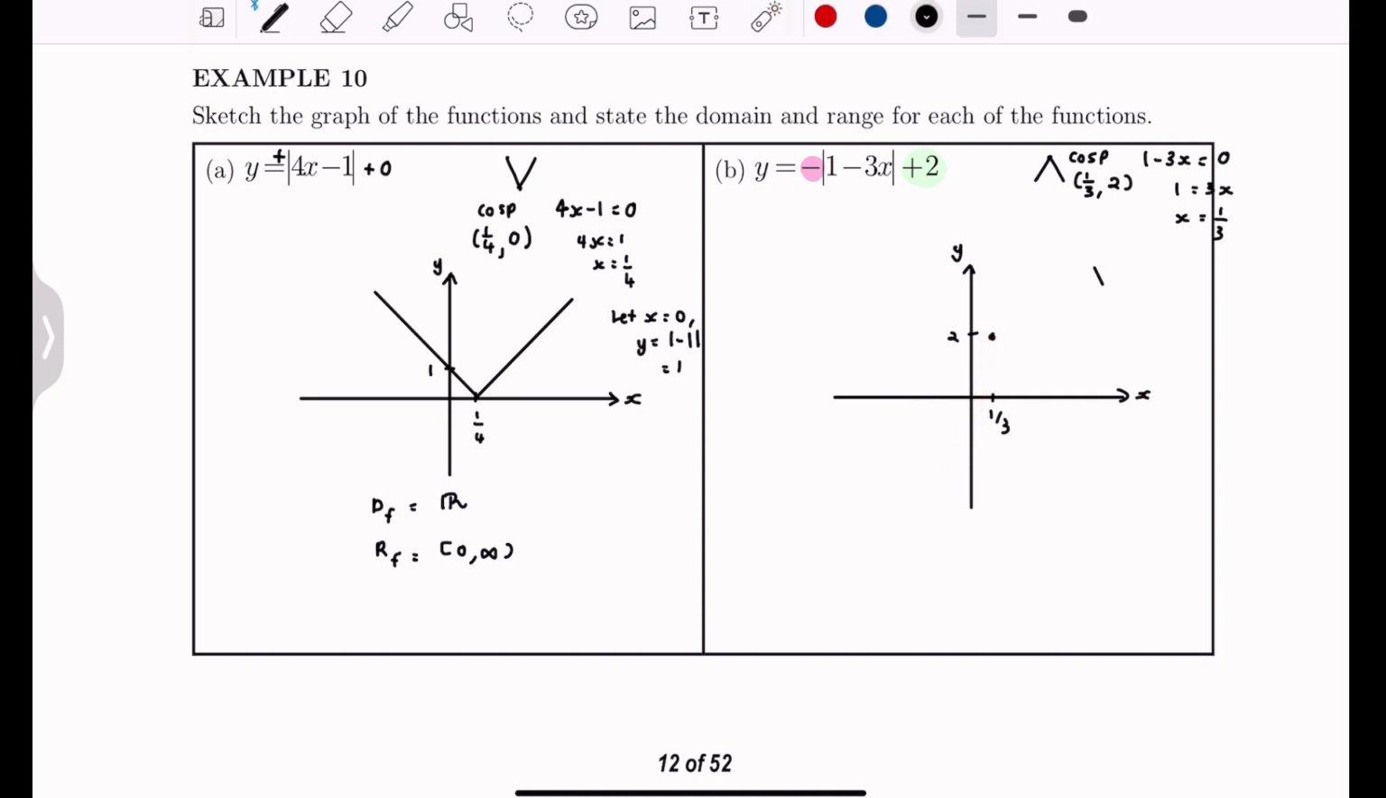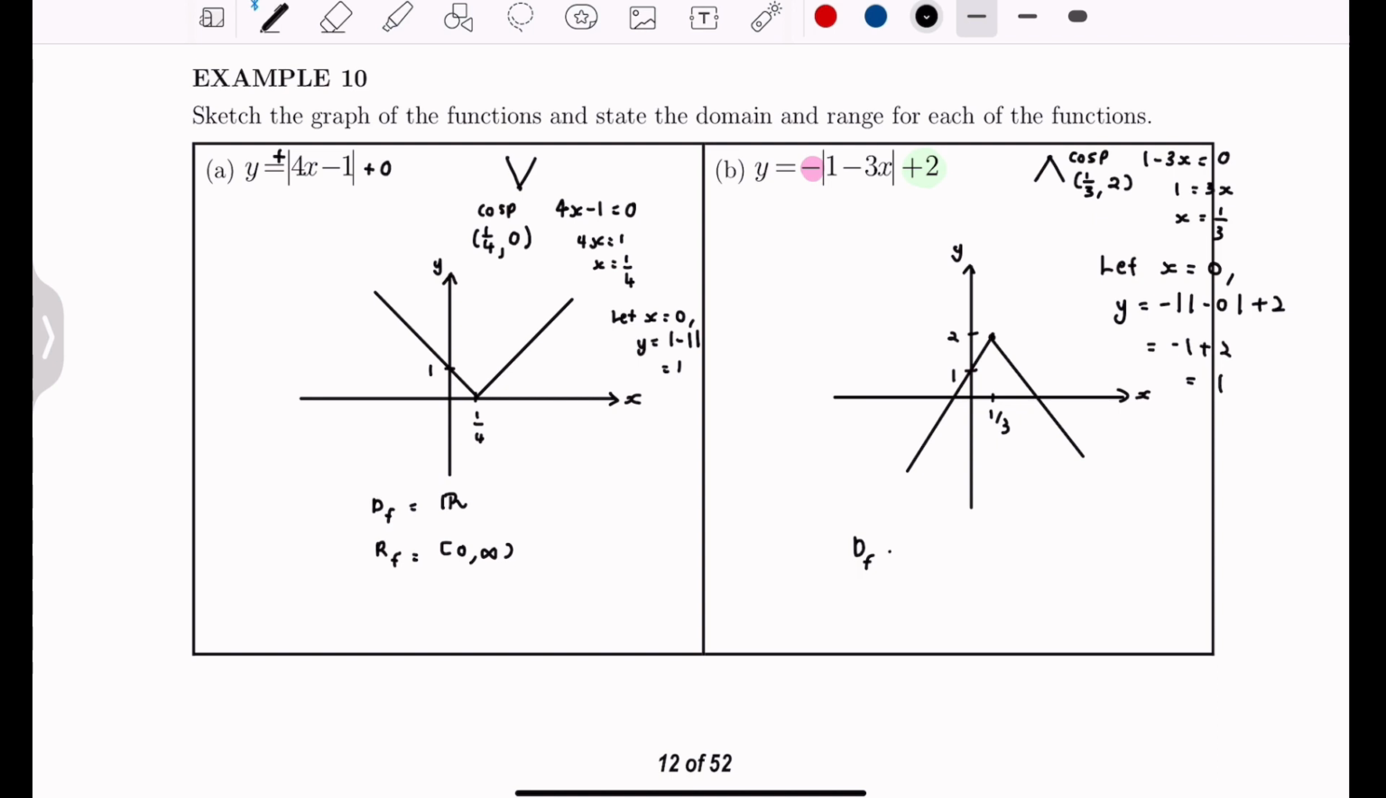So let x equal 0. So y equals negative 1 minus 0 plus 2. So we have minus 1 plus 2, so the y coordinate equals 1. Since the y-intercept is 1, it means our graph doesn't pass through the origin.